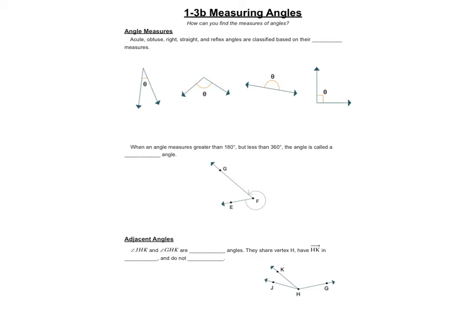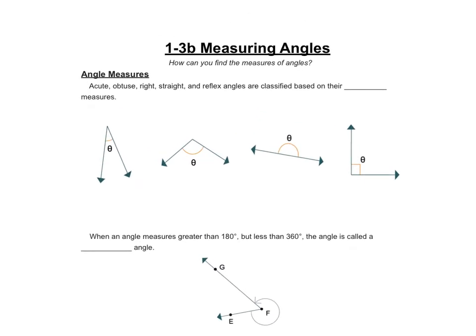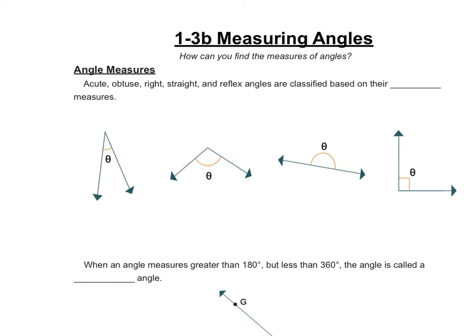So as we look at this, we're going to talk about how you can find the measures of angles. And we're going to end up getting to an angle addition postulate like we got to a segment addition postulate, but let's begin with angle measures. And here we have acute, obtuse, right, straight, and reflex angles classified because of their degree measure. Okay? It depends on the amount of degrees of an angle in order to find out what that angle measure is.